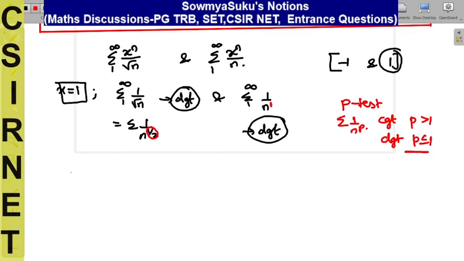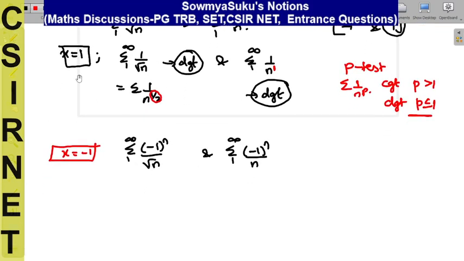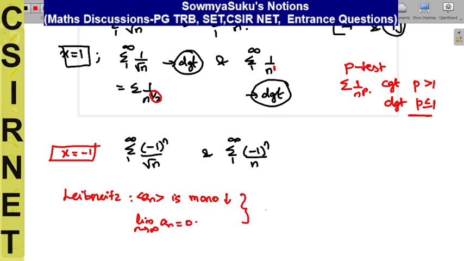I am substituting x equal to minus 1 for both series: summation 1 to infinity minus 1 the whole power n divided by root n, and summation 1 to infinity minus 1 the whole power n divided by n. Minus 1 the whole power n means this is an alternating series, so we have to use the Leibniz test. For the series with terms a_n, the sequence should be monotonically decreasing and the limit of a_n as n tends to infinity should be 0. If these two conditions are satisfied, the series is convergent.